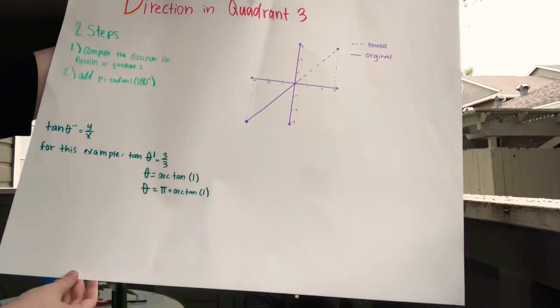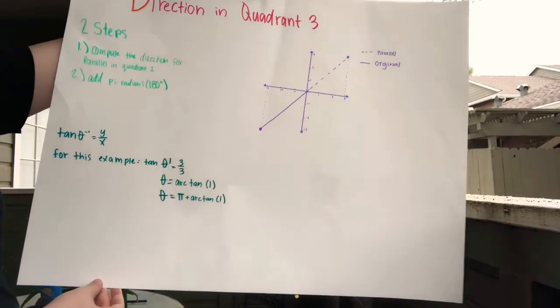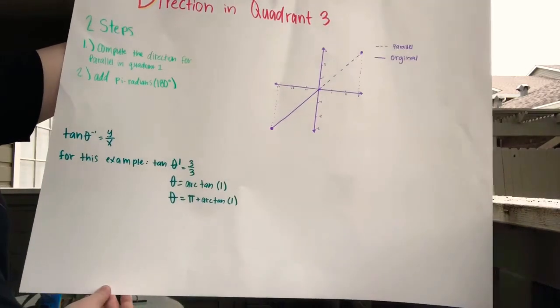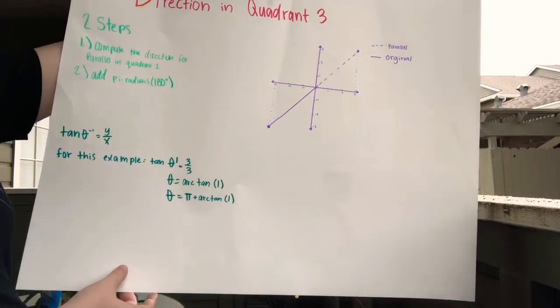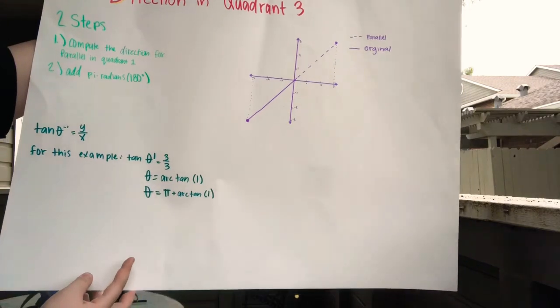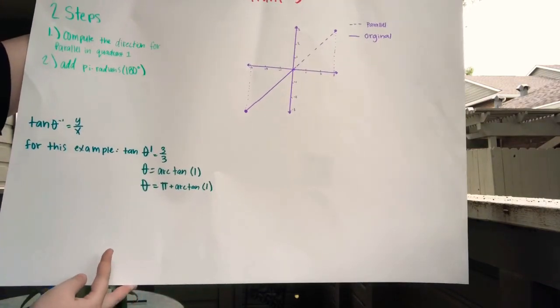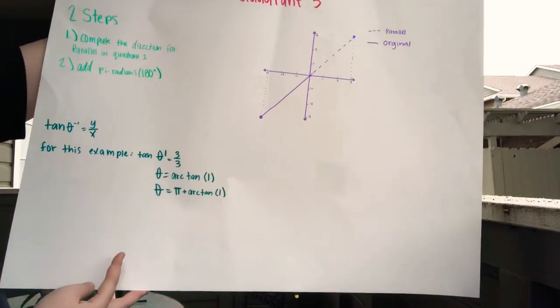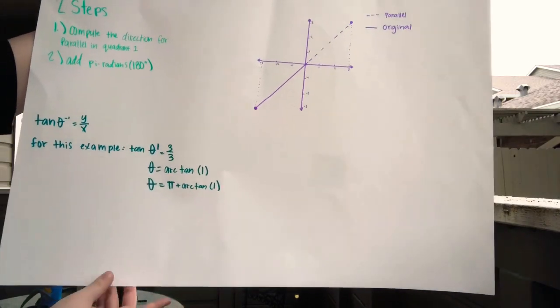For this equation, you're going to use the inverse tangent, which is y over x. For this example, tan inverse equals 3 over 3, and then theta equals arctan of 1. And then theta now equals, you'd add the pi radians, so it would be pi plus arctan of 1.